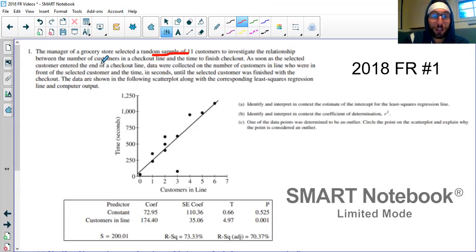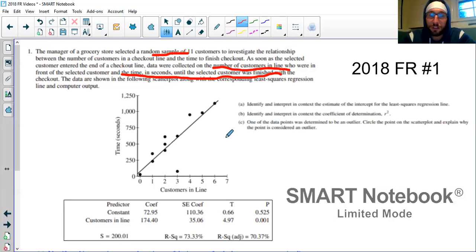So as soon as each customer got to the end of a checkout line, they recorded the number of customers in line who were in front of them, and then the time in seconds until that person finished their checkout. So I get in line, we look how many people are in front of me, and then as a result, how long does it take me to finish my checkout? So customers in line versus time to complete the checkout. All right, we see a fairly strong positive association here, pretty linear.